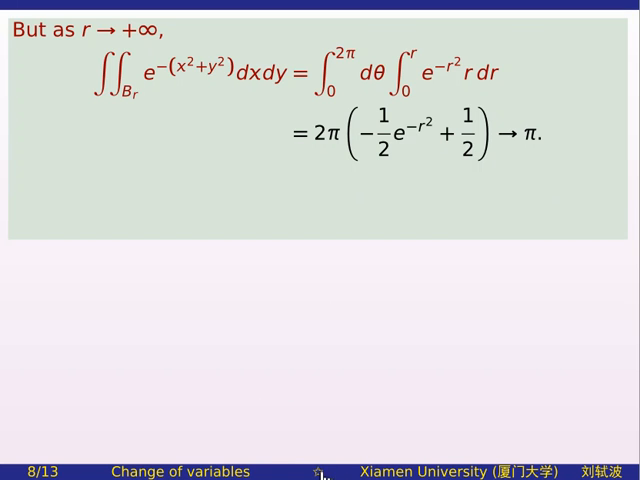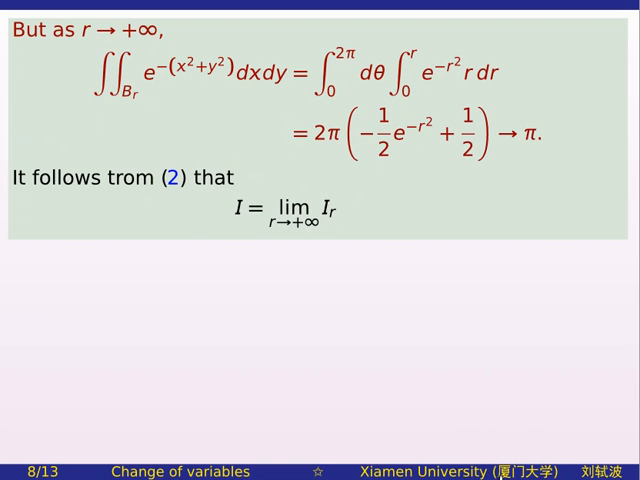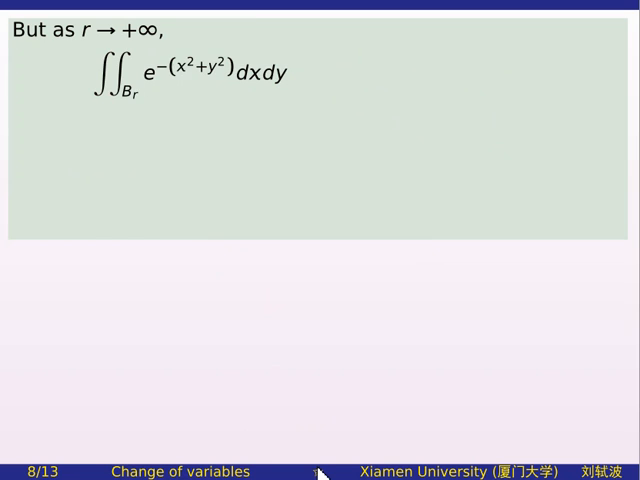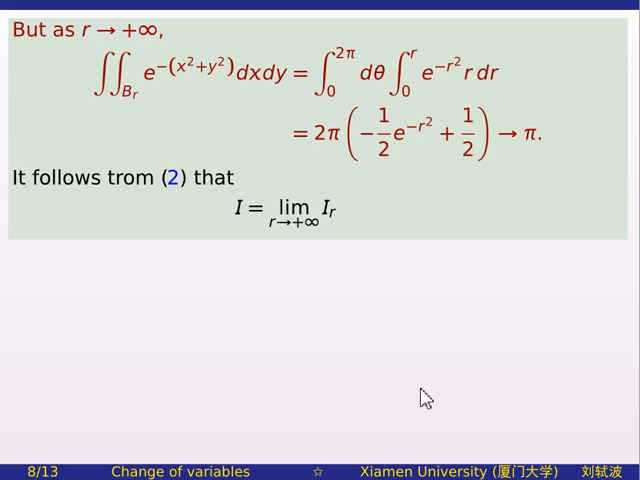And similarly, you can see that when r goes to infinity, the right hand side of this inequality also goes to pi. Therefore, by the well-known result, we see that I_R squared goes to pi. So I_R goes to square root of pi. The integral we want to compute is the limit of I_R. So when r goes to infinity, this I_R converges to the quantity we want to compute. So our I is the limit of I_R, which is square root of pi.